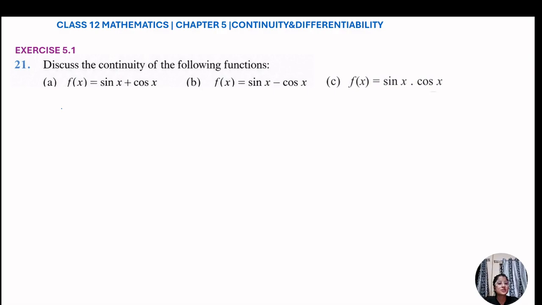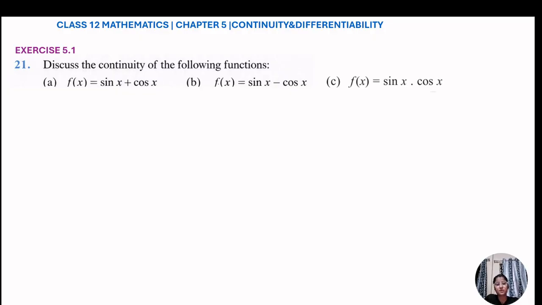Okay, so in question number 21, what we have to do? We have to discuss the continuity of the following functions. As you can see here, first of all, focus on f of x. Before starting, I'm giving you an idea how you can think for this question. f of x is defined as sin x plus cos x.